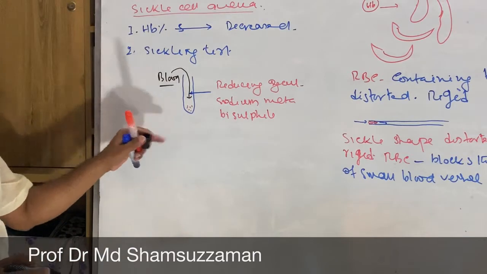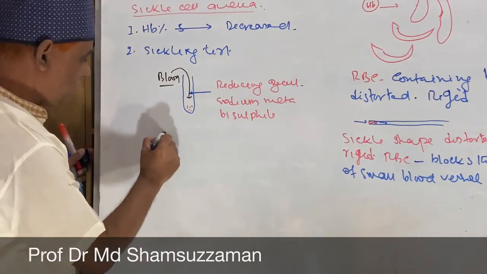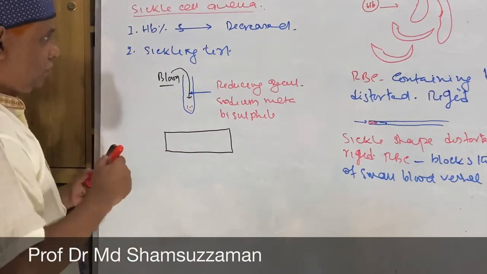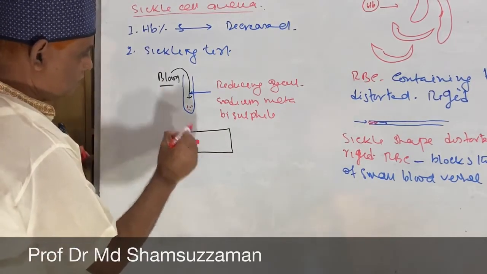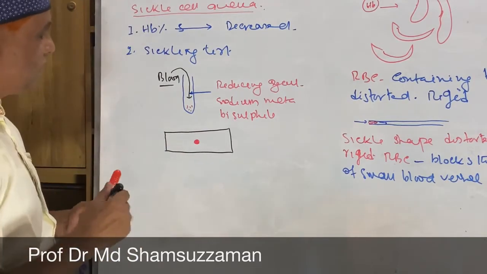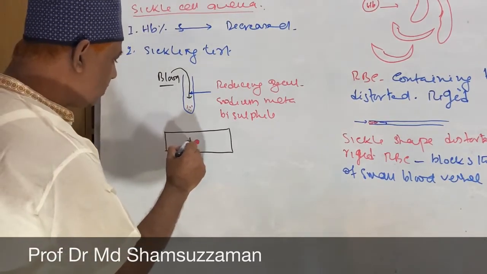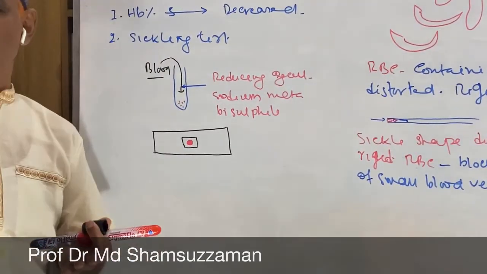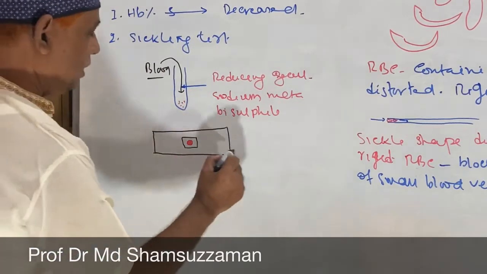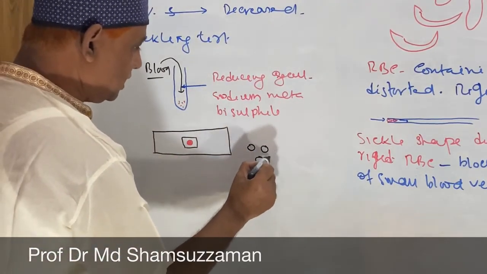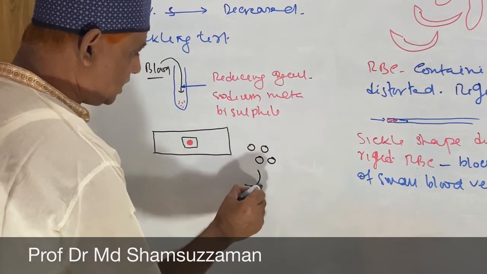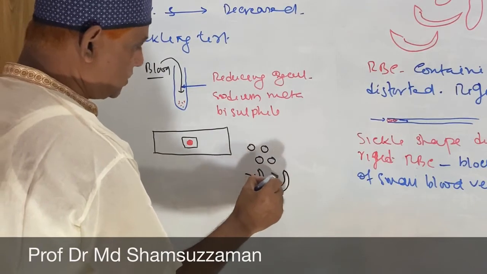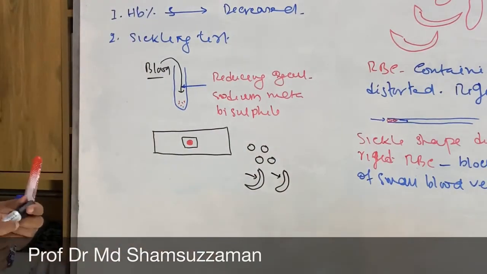After thorough mixing of the blood, we have to take 1 drop of blood on a glass slide. After taking 1 drop of blood on the glass slide, we put a cover glass over it. After giving the cover glass, we have to see it under the microscope. If the normal RBC becomes sickle shaped, it is called sickling positive. So RBC shows like this. It is called sickling test positive.